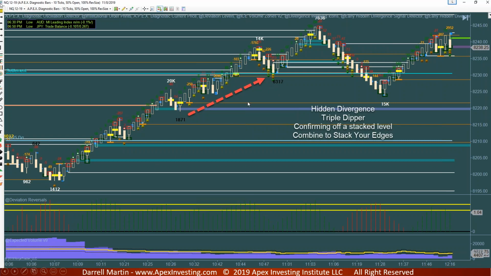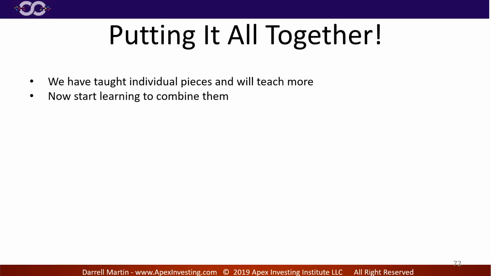And notice I'm looking at the opposite side. And it's at a stacked level. Look at this. We got settlement. We got paw prints. We got all this stuff going on. And we get an entry. Putting it all together. Trying to give you all a second to absorb.